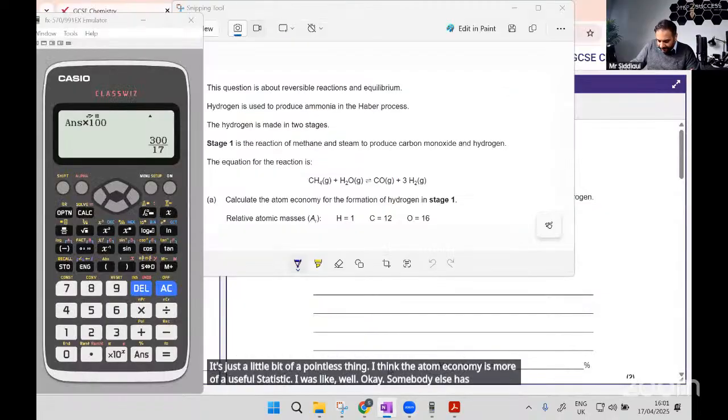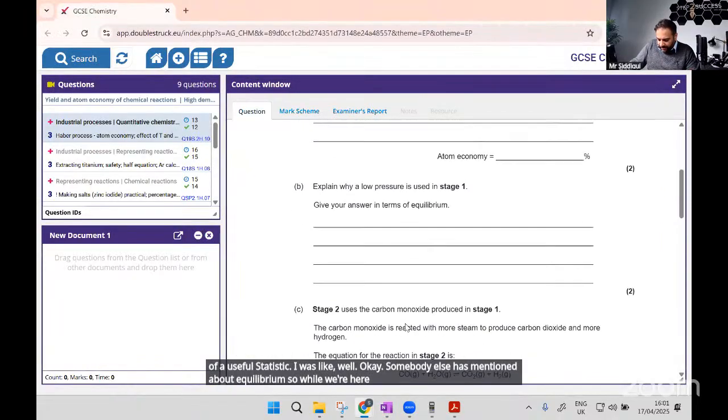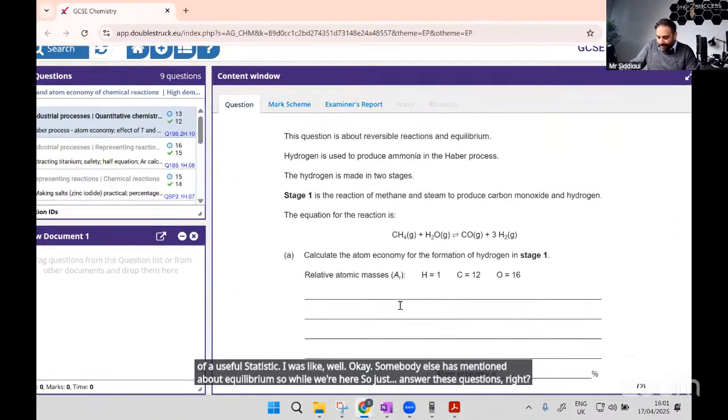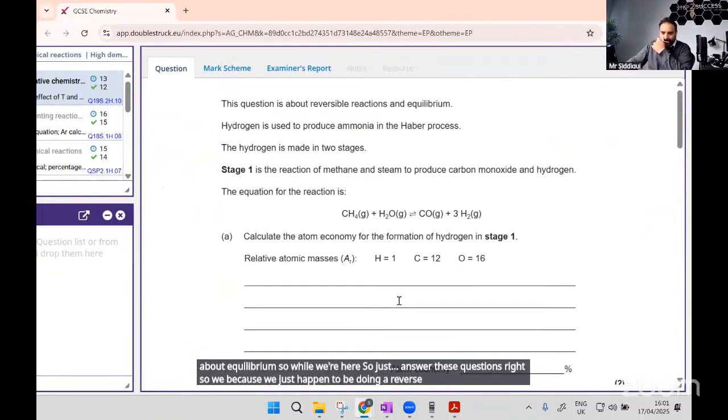Okay, somebody else has mentioned equilibrium. So while we're here, should we just answer these questions, right? Because we just happened to be doing a reversible reaction, we coincidentally ended up with an equilibrium reversible reaction question in this topic.